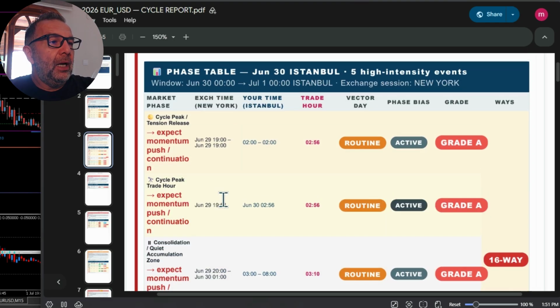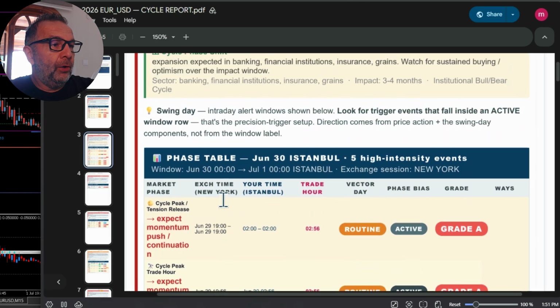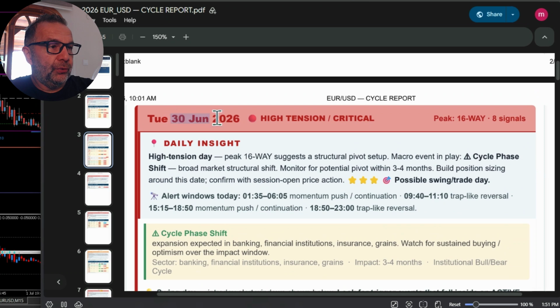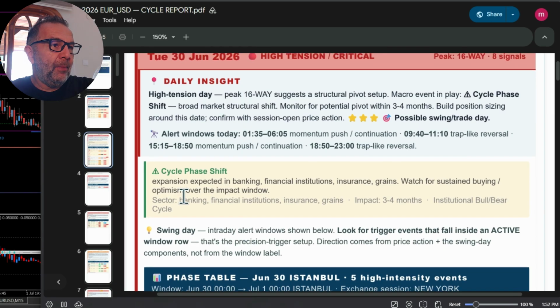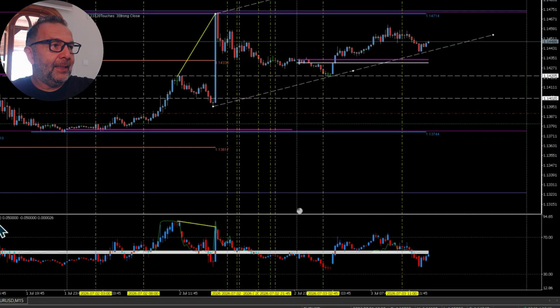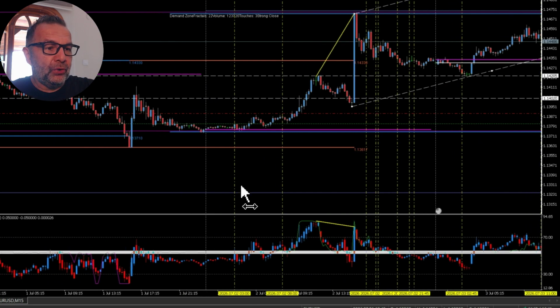So if I take a look at euro dollar on the 30th of June, Tuesday, and check these hours, let's see what we have. Here we also have, look, 9:42, trap-like reversal. That is good to know. 3:15 to 6:50, momentum push continuation, okay? And then another trap-like reversal. So let's check those out. 1:35 to 6 a.m. on the 30th. Let's get to the 30th. I've still got one portion of that trade open.